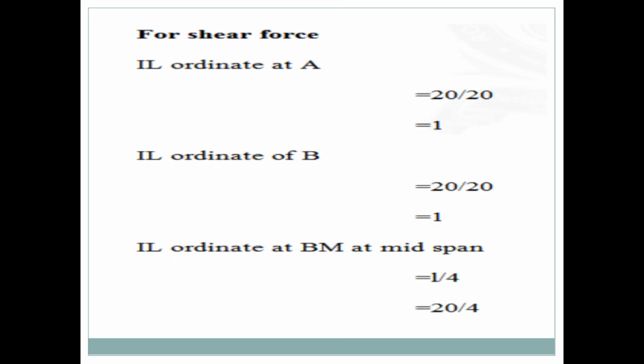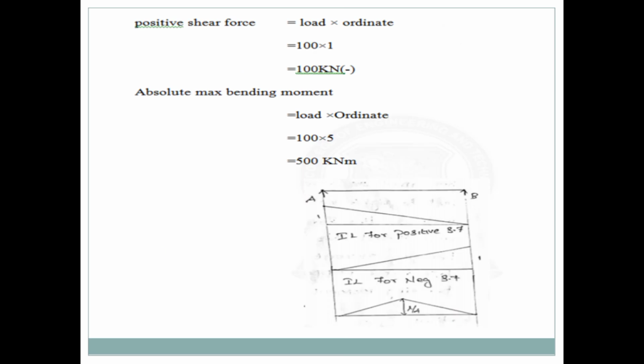For shear force, the influence line ordinate at A is equal to 20 divided by 20, equal to 1. The influence line ordinate at B is 20 divided by 20, equal to 1. The influence line ordinate for bending moment at mid span is L divided by 4, equal to 20 divided by 4, equal to 5. Positive shear force is equal to load into ordinate, equal to 100 into 1, equal to 100 kilonewton. Absolute maximum bending moment is equal to load into ordinate, equal to load into 5, equal to 500 kilonewton meter. So here is the influence line diagram for this.